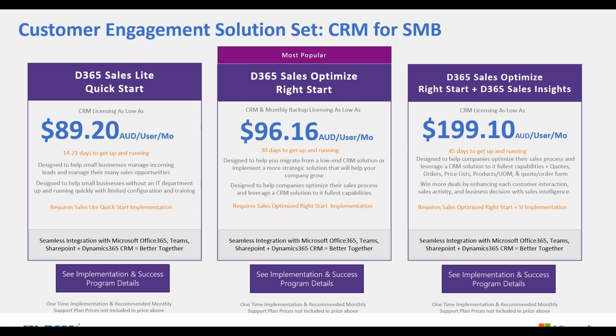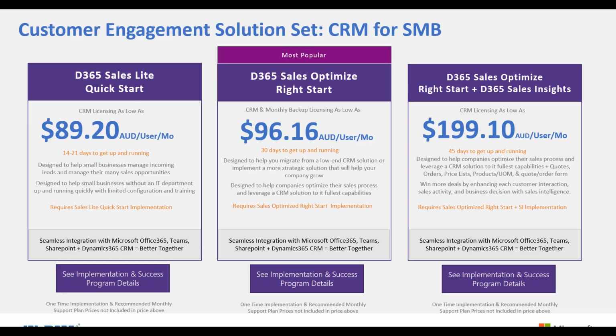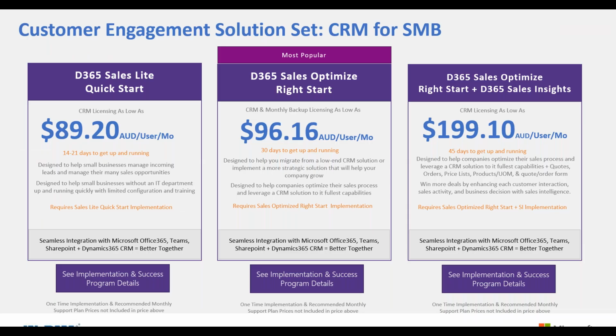The third one is the Right Start along with Sales Insights. So it's the combination of Right Start and Sales Insights. Sales Insights is one of the add-ons, which is a business intelligence analytical tool that forecasts based on your customer's behavior. So that's quite an intuitive add-on. So that is the 3. Those are the 3 bundles that we have for the go-to-market space.